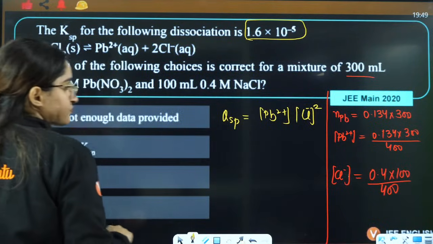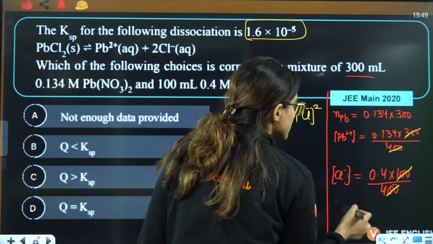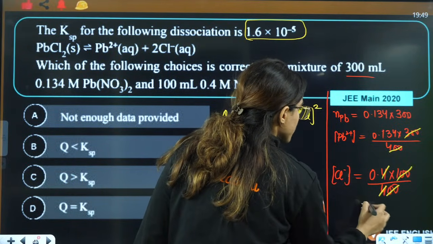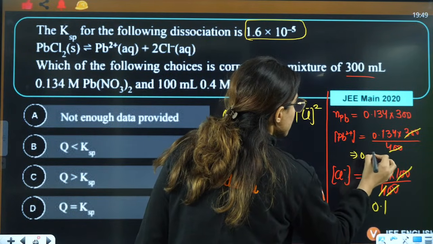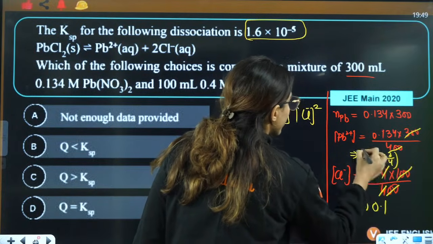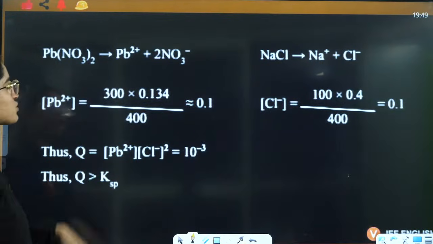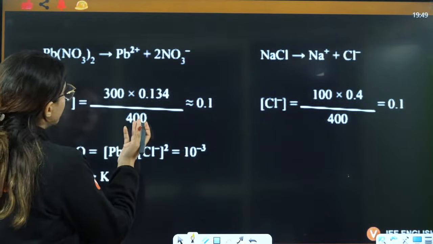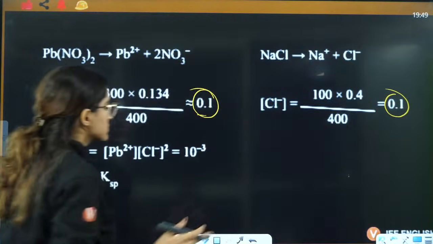Yes, everybody, you can see this over here. This will be cancelled and this will be equal to 0.1, and this will be equal to 0.134 multiplied by 3 by 4, right? Solve this here and get your answer. You can solve this. This is also coming out to be approximately 0.1 only. This is also 0.1 that you can see over there.